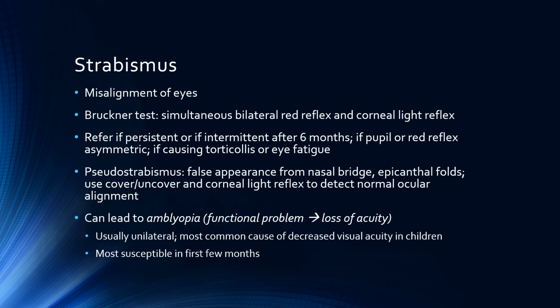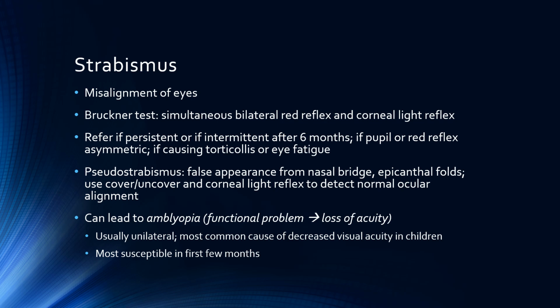You can test for this with the Bruckner test, which is where you check for simultaneous bilateral red reflex and corneal light reflexes. You would refer for strabismus if it was persistent or if it's intermittent after 6 months of age. You'd also consider referral if the pupil or the red reflex was asymmetric or if it was contributing to torticollis or to eye fatigue.